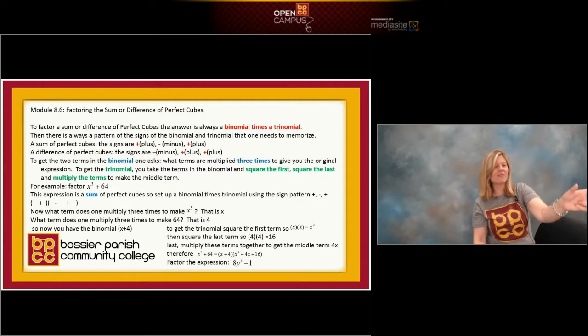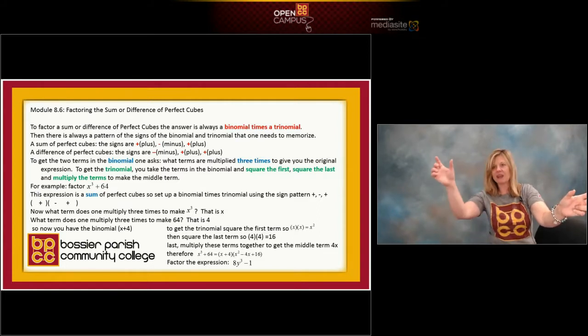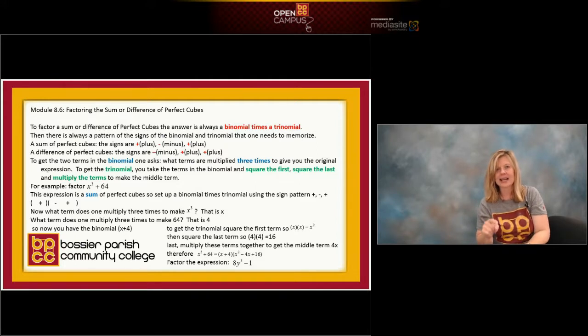So now in the trinomial, I have an x squared first. I have the 16 last. I need what goes in the middle. I take the terms of the binomial and I multiply them together. What's x times 4? 4x. That would go in the middle. So when I factor this sum of perfect cubes, I have a binomial x plus 4, and then I have a trinomial x squared minus 4x plus 16.